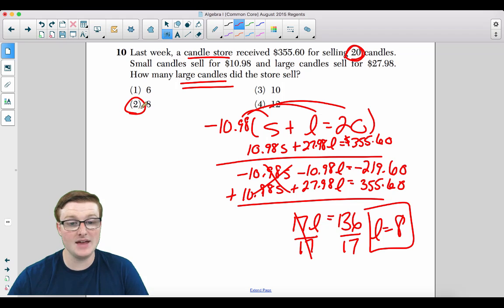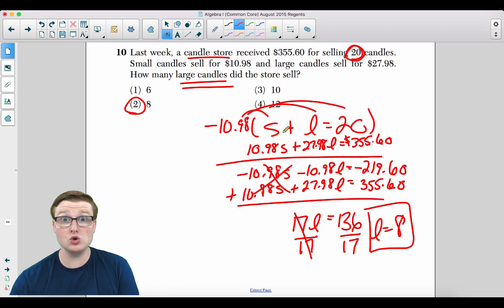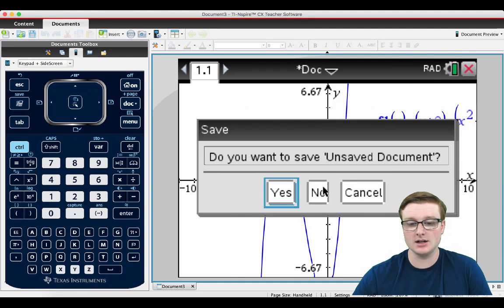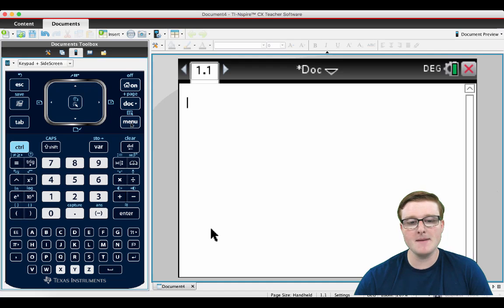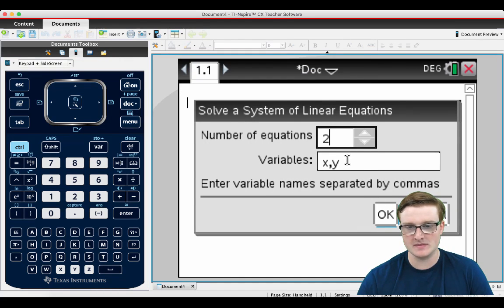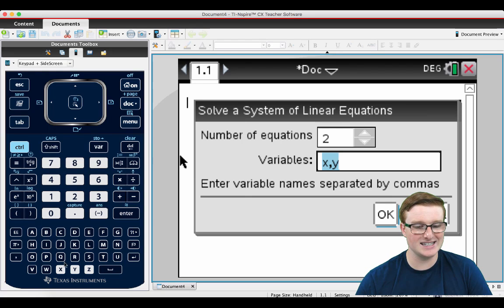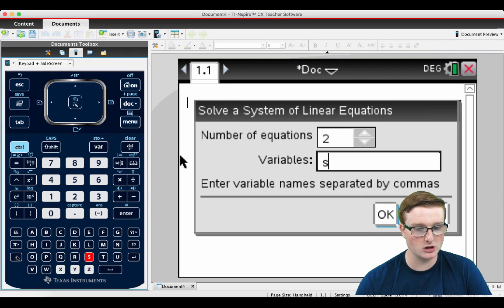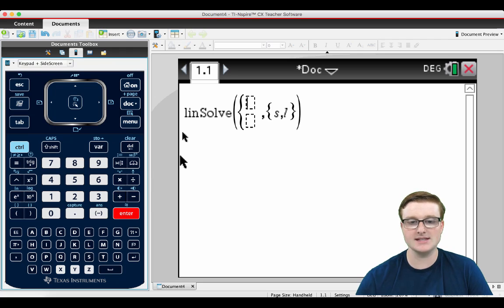And that's how you do it. Now, if you don't like to solve the systems of equations this way, you could plug it into the calculator. Let me show that to you right now. If you go to your calculator and you go to Menu, Algebra, Solve Systems of Linear Equations, and I'm just going to change this to S and L, so S comma L for small and large. Press enter, and now I'm just going to plug it in.